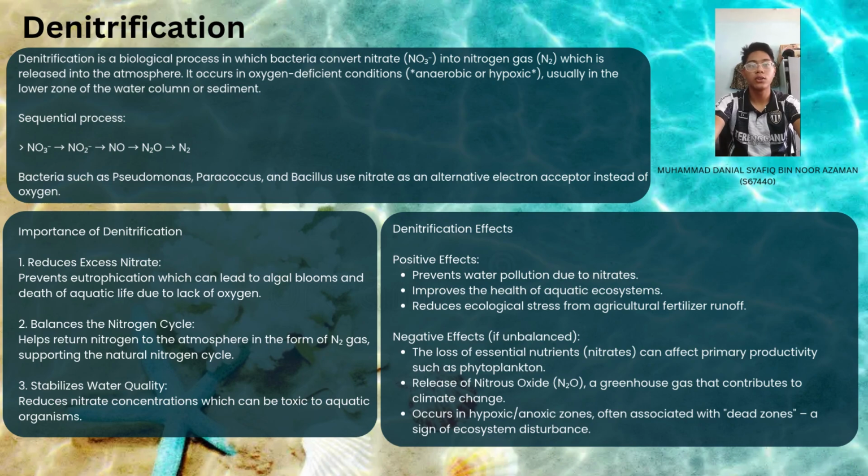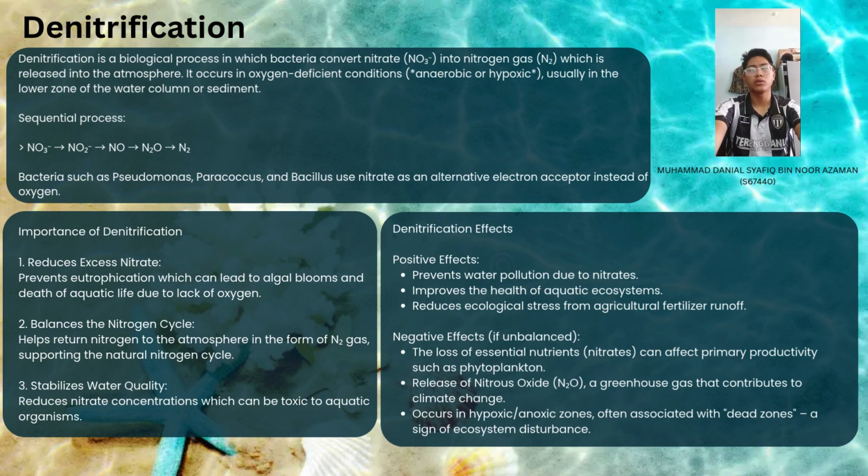Hi guys. So, denitrification is a natural process that happens when there is low oxygen in the water, usually at the bottom of the ocean or lakes. In the process, bacteria convert nitrate into nitrogen gas, which is then released into the atmosphere. It is important because it helps reduce excess nitrate, preventing things like algal blooms that can harm the ecosystem.